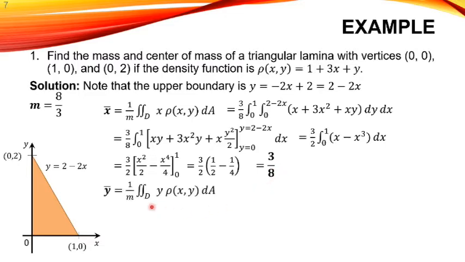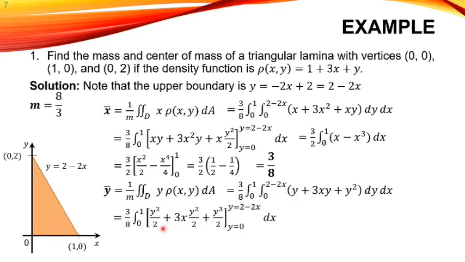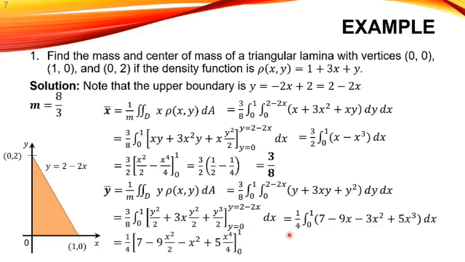For y-coordinate, we have 1 over m double integral of y, density function dA. So substituting all values, same process with the x bar. So let's get the double integral, performing the operations and evaluating the limits, substituting the values of y and values of x, and simplifying the resulting answer, we have 11 over 16. So the coordinate of the center of mass of the triangular lamina with mass of 8 over 3 is (3 over 8, 11 over 16).